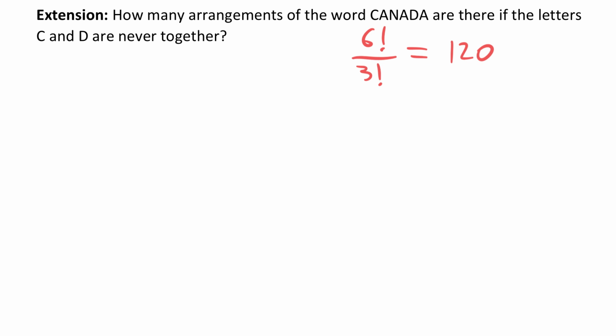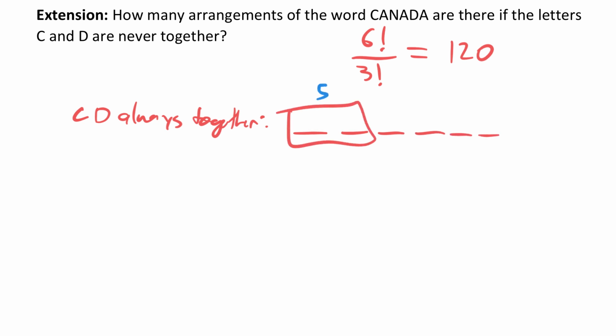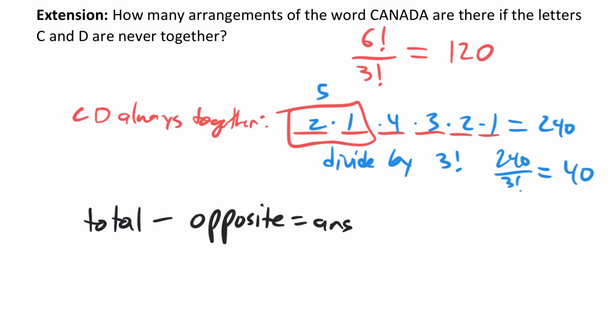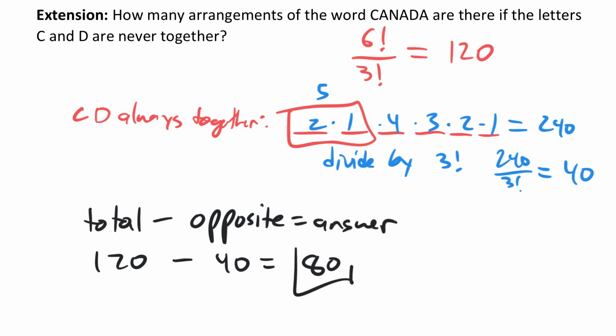Okay, so how many, though, where C and D are always together? So C and D always together. We can still use the blank method here. So we're going to have 5, 4, 3, 2, 1, 2, 1. It's going to be 240. But then we have to take that and divide by the 3 A's, the 3 factorial. So 240 divided by 3 factorial. That's going to give us 40. So now we do the total minus the opposite to get our answer. The total was 120. The opposite question was 40. And that gives us an answer of 80.